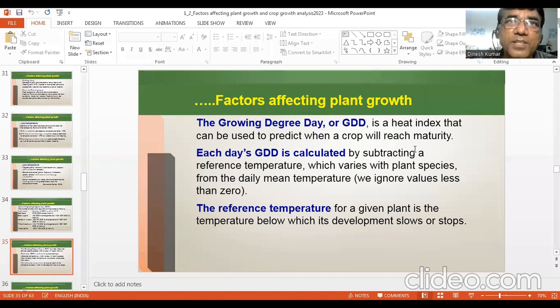So the growing degree day or GDD is a heat index that can be used to predict when a crop will reach maturity. Each day's GDD is calculated. Every day's GDD will be calculated by subtracting a reference temperature, that is base temperature, which varies with plant species, from daily mean temperature. We ignore values less than 0. The reference temperature for a given plant is the temperature below which its development slows or stops.